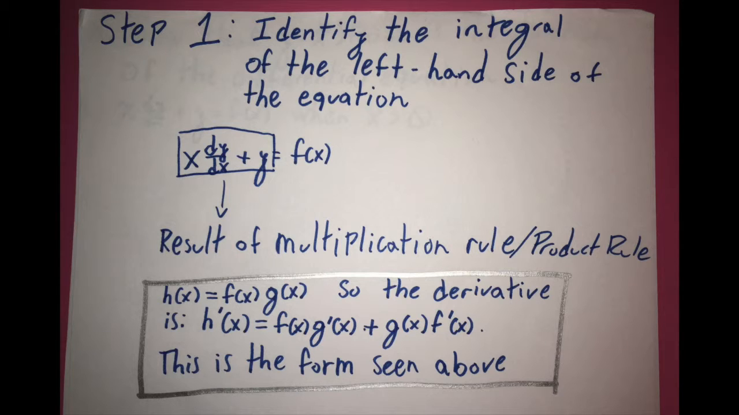What we have here is the result of taking the derivative of two multiplied factors. So if we take the antiderivative, or the integral, we'll end up with those two factors multiplied together again. What we have here is the product of x and y, as seen with x times the derivative of y, plus y times 1, which is the derivative of x, equal to f of x.